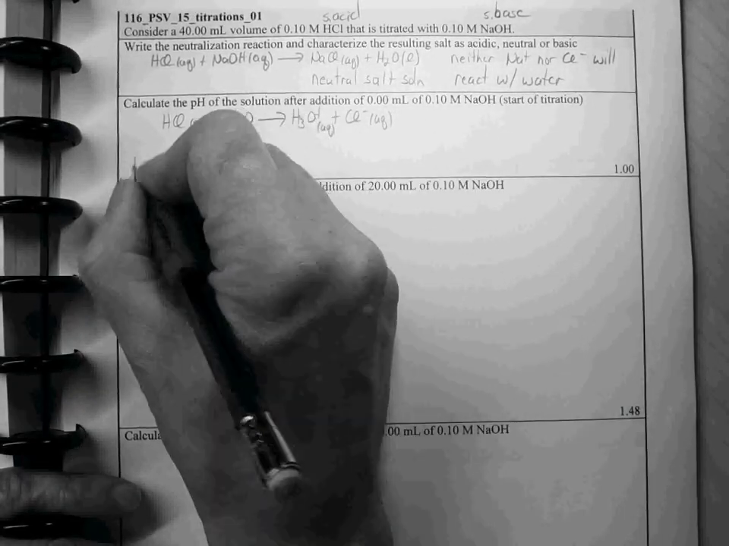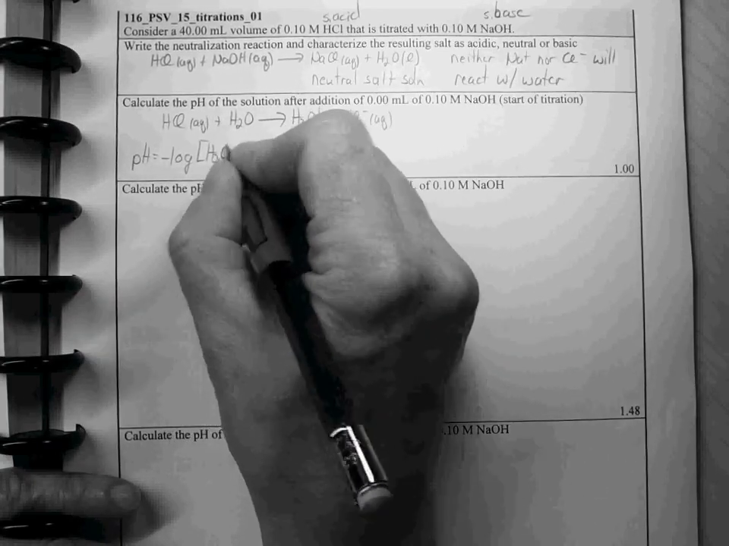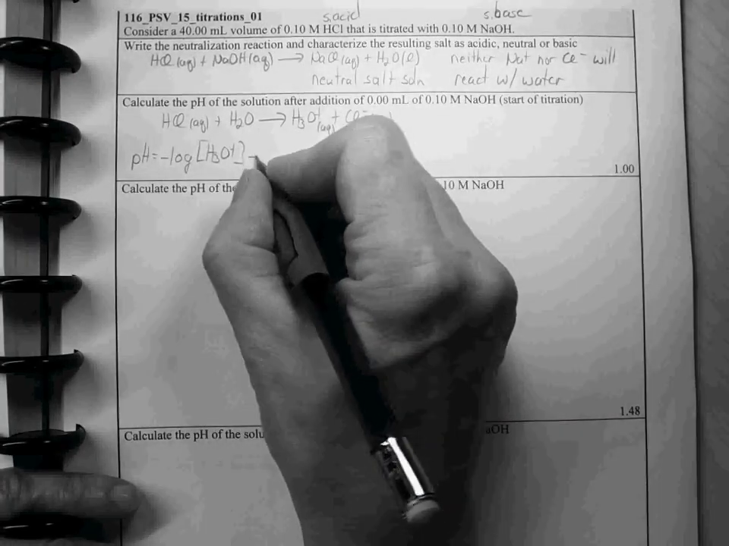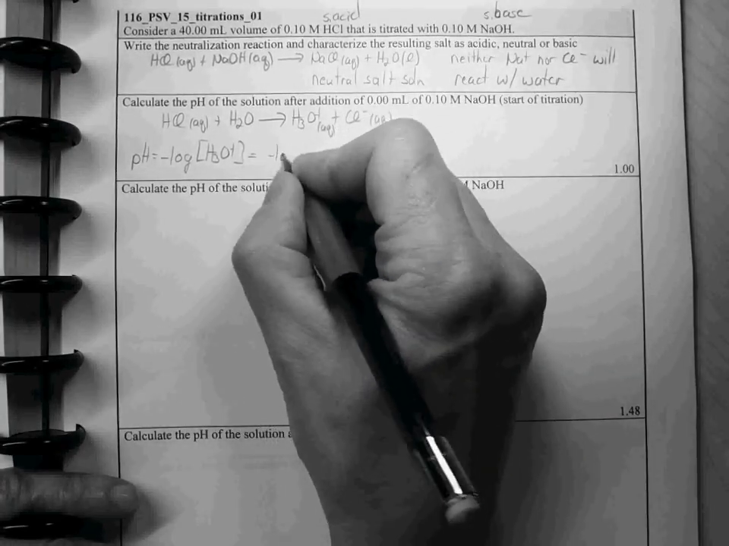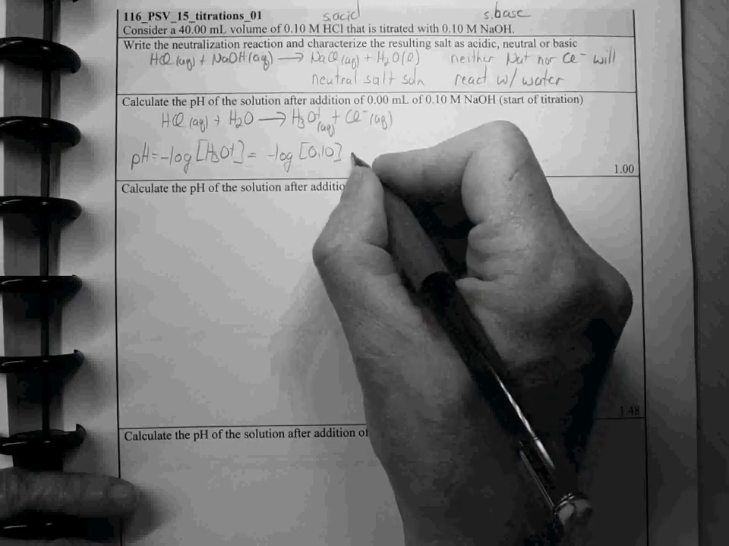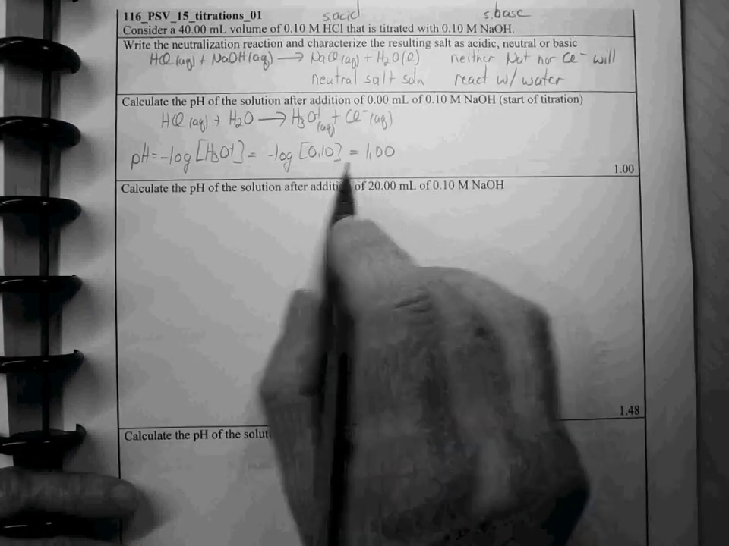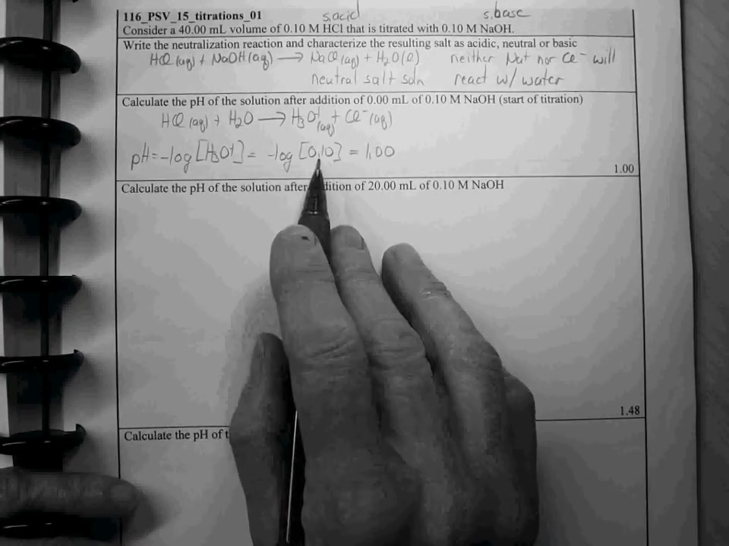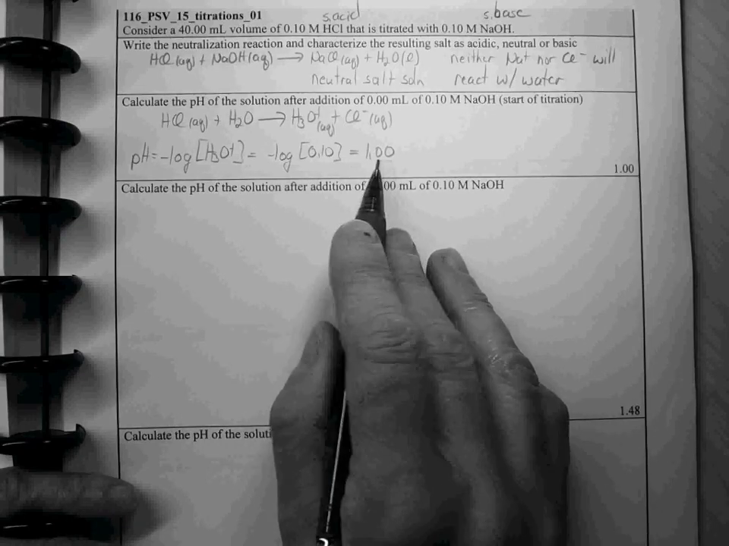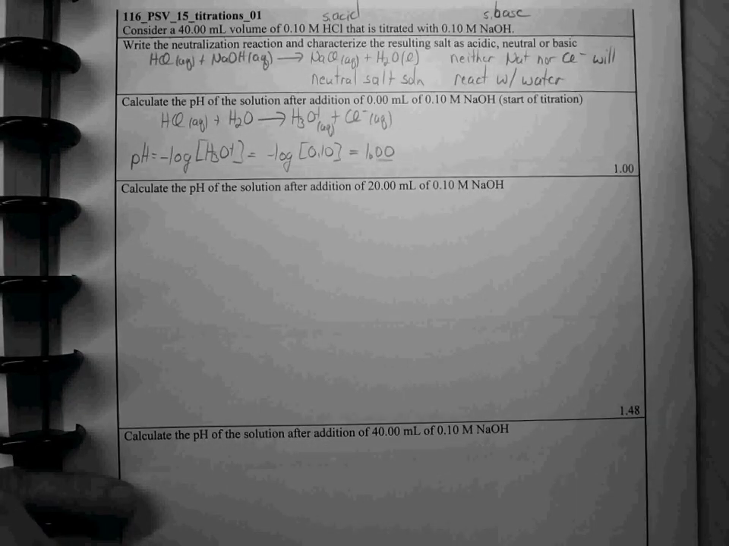So for the pH, it's the negative log of H3O plus. So we know the H3O plus is 0.10, because that's the initial concentration of the HCl, and this is equal to 1.00. Note I have 2 sig figs on our pH. When we take the log of a number with 2 sig figs, we only count these decimal places after the decimal point as significant.